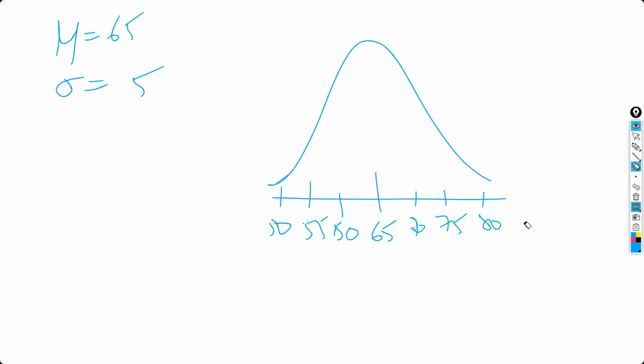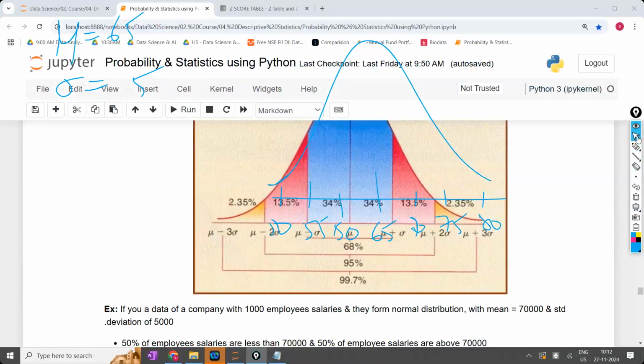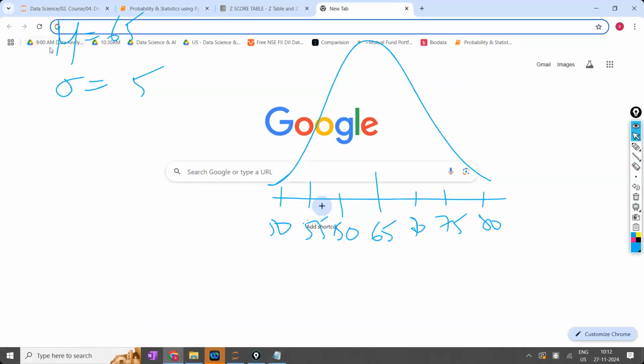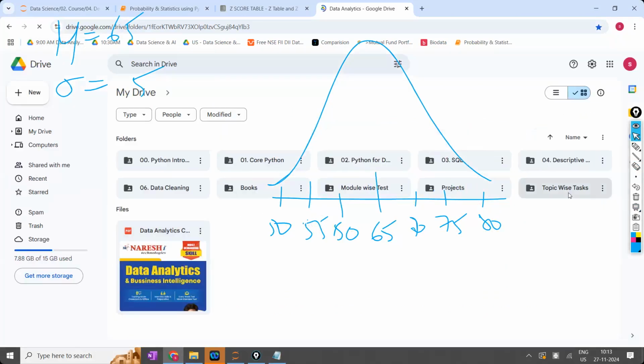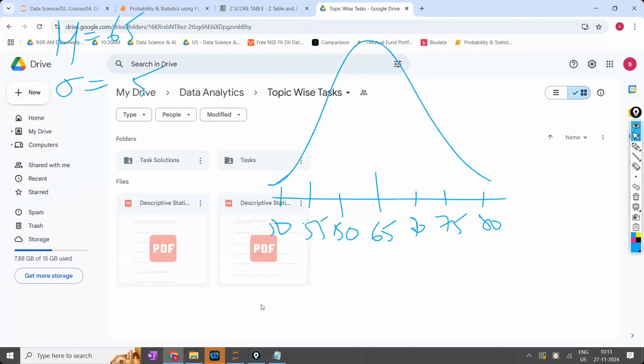I'm going to give 10 questions. Complete all 10 questions after the class as a small homework. Also, I have uploaded the complete descriptive statistics task in your drive. Open your drive. I'm trying to open from my end. In the drive you can see a topic-wise task folder. Open it and you can see the descriptive statistics task.